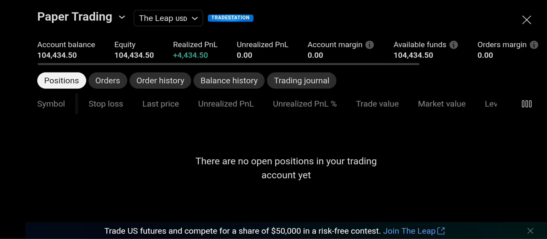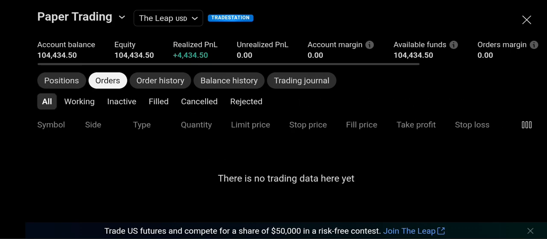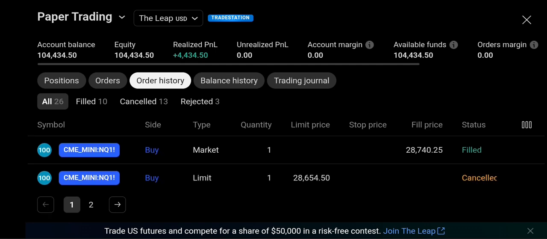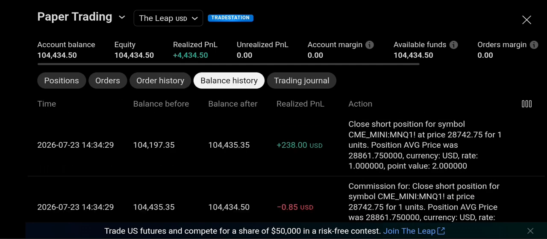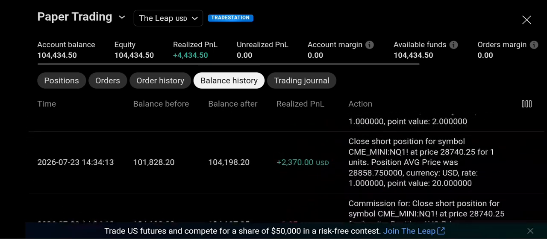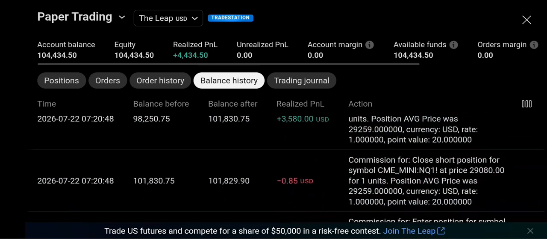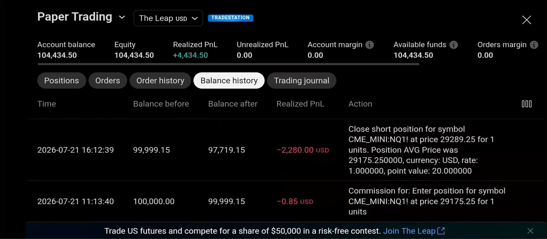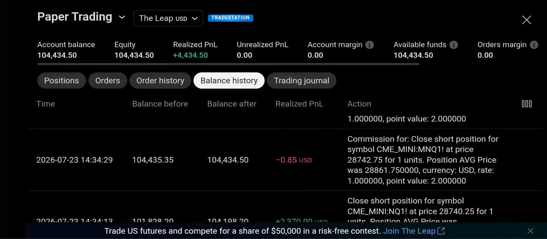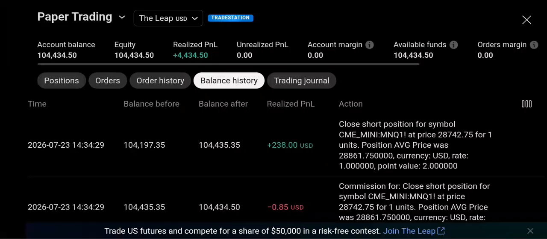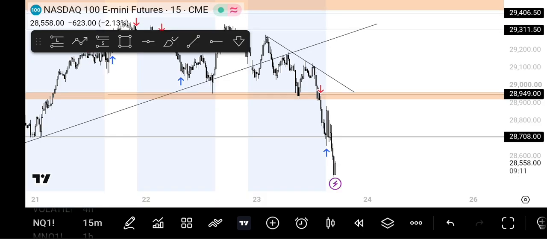I want to show you my orders, the history, balance history. You can see $2,000, 3,000. This was the only huge loss I had, so I made around 5k. So yeah, but let's go deep into it.